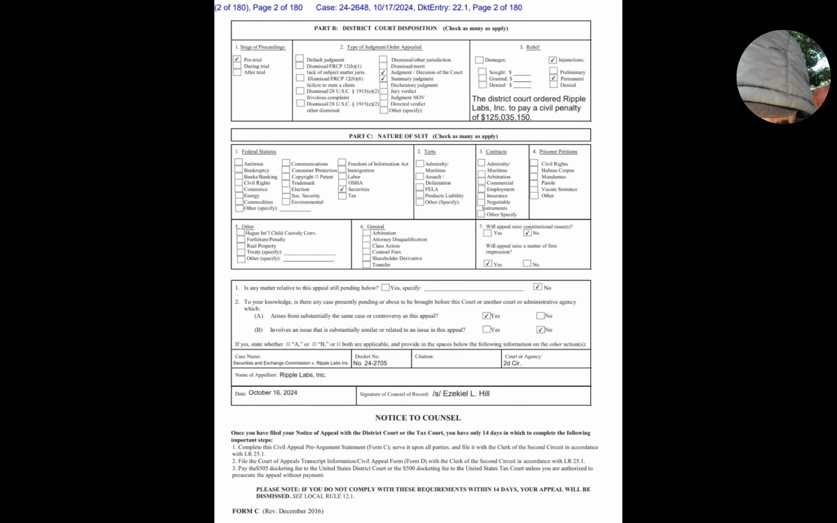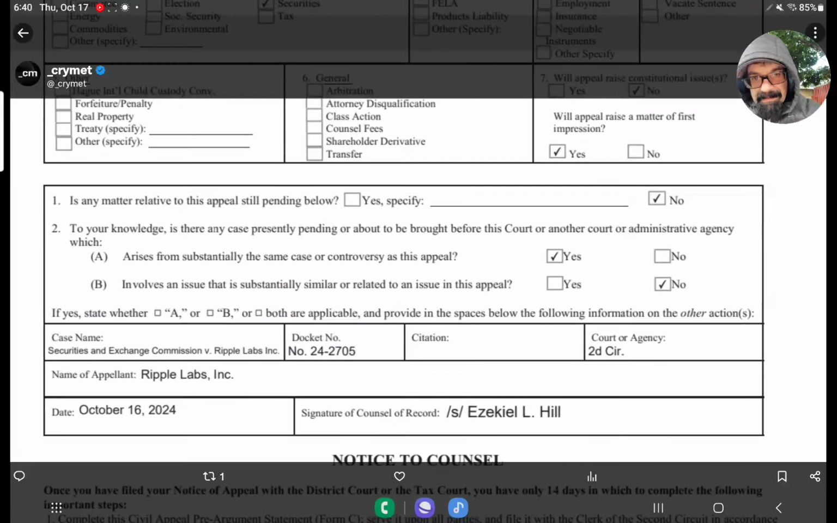Once you have filed your notice of appeal, complete this Civil Appeal Pre-Argument Statement, Form C, serve it upon all parties, and file it with the clerk of the Second Circuit in accordance. Once you have filed your notice of appeal with the district court or the tax court, you have only 14 days in which to complete the following important steps. And number 2, file the Court of Appeals Transcript Information Civil Appeal Form D with the clerk of the Second Circuit in accordance with LR 25. Pay the $505 docketing fee to the United States District Court, or the $500 docketing fee to the United States Tax Court, unless you are authorized to prosecute the appeal without payment. Please note, if you do not comply with these requirements within 14 days, your appeal will be dismissed.